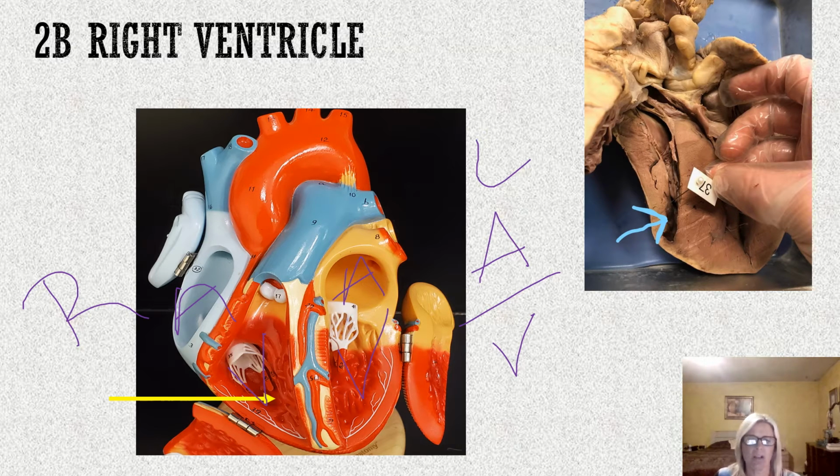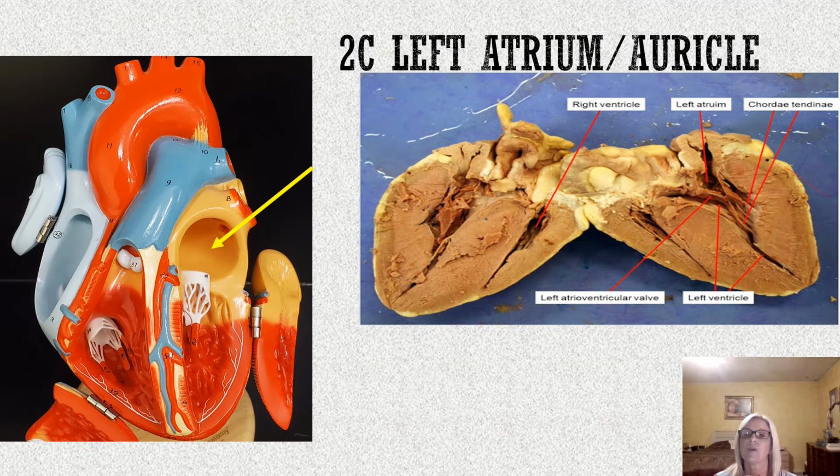If you miss these, you are not studying. So here is the left atrium. You cannot see the auricle in either of these pictures, but if I ask you for the tissue-covered portion covering this, that would be the auricle.